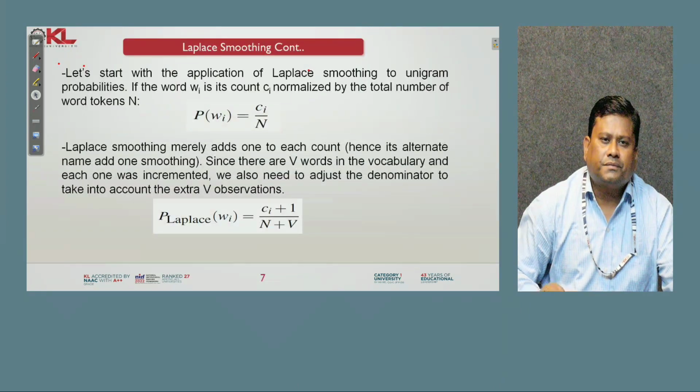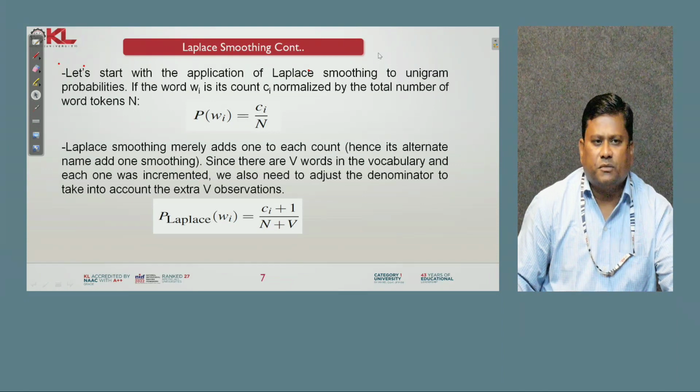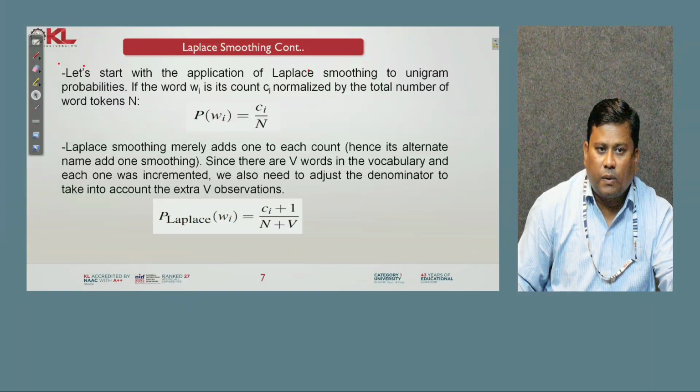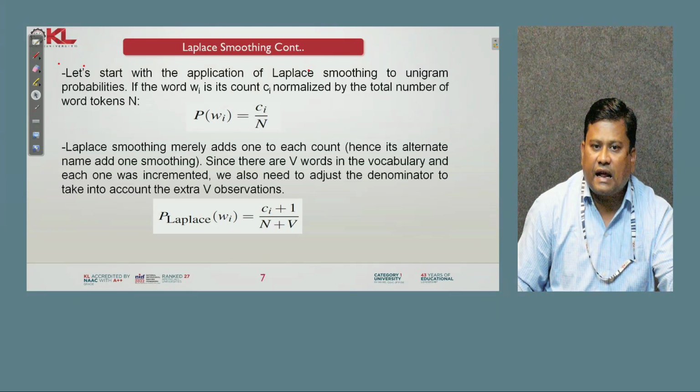Let's start with the application of Laplace smoothing. The unigram probability of the word wi is its count ci normalized by the total number of word tokens N. So the probability of wi is equal to ci divided by N. Laplace smoothing merely adds 1 to each count, hence its alternate name, add-one smoothing. Since there are V words in the vocabulary and each one was incremented, we also need to adjust the denominator to take into account the extra V observations. So the formula is P Laplace of wi equals ci plus 1 divided by N plus V.